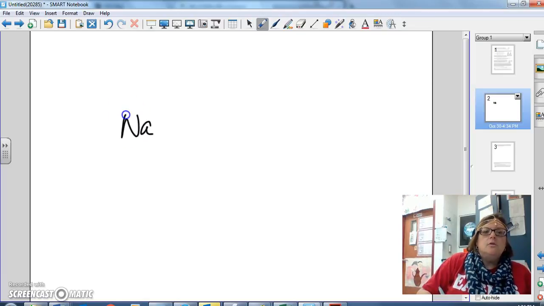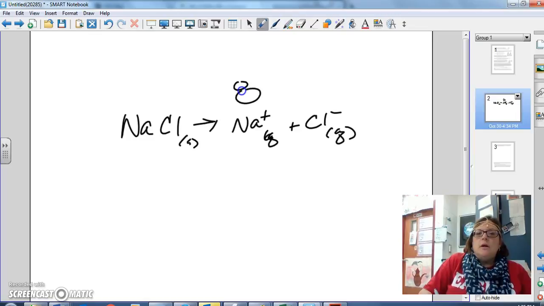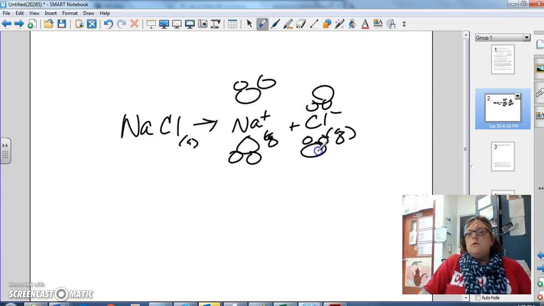Sodium chloride, when you put it into water, the sodium will break off from the chlorine. And it does that because the negative end of the water molecule surrounds the sodium, and the positive end of the water molecules will surround the chlorine so that they get pulled away from that whole crystal lattice.